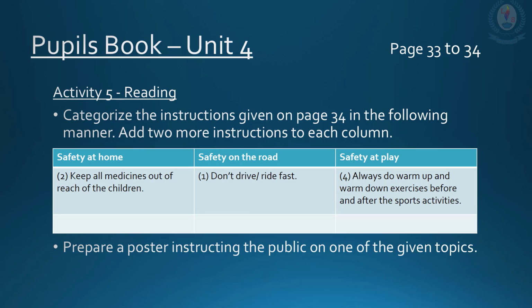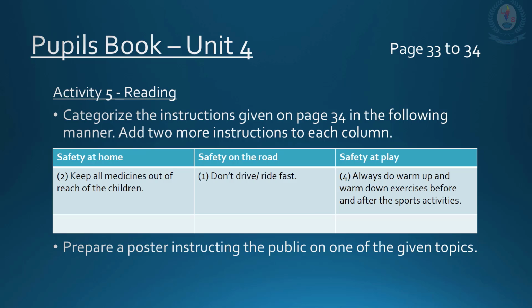After you categorize all 15 sentences into their respective columns, add two more instructions from your experience to each column. These two instructions should be something that is not mentioned already. Okay, it should be something that is new. In order to do this activity, you can use internet resources, or you can ask your parents, right? And try to find two more safety precautions that you can take for each category, right? So once you have all your information, you can design a poster. In order to design the poster, it doesn't have to be very big.